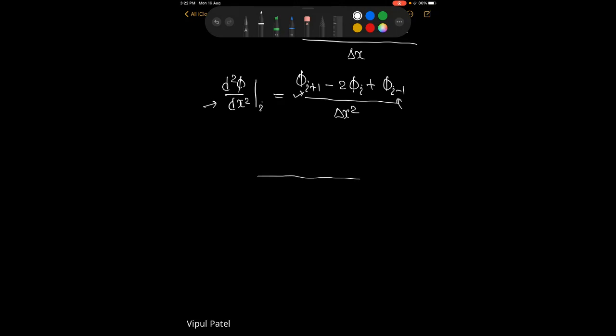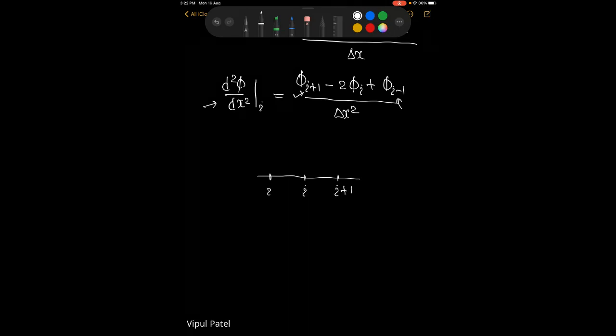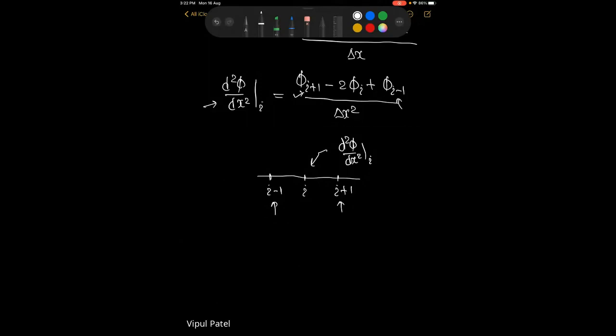On the figure I can say that this is my i, this is my i plus 1, and i minus 1. I wanted to express d square phi by dx square at this particular node i, so I took the help of both the neighboring nodes which are available on both sides. So the formulation which we derived just now is actually the central difference approximation, and based on our previous investigation, we know that this approximation is actually second order accurate.